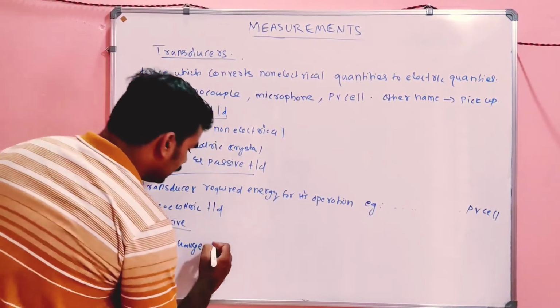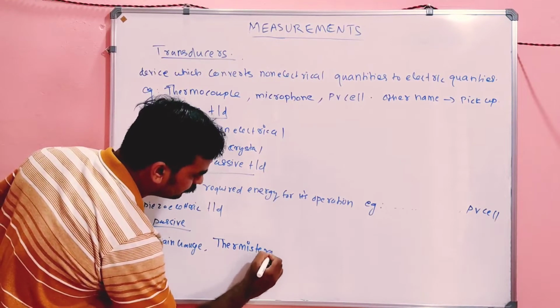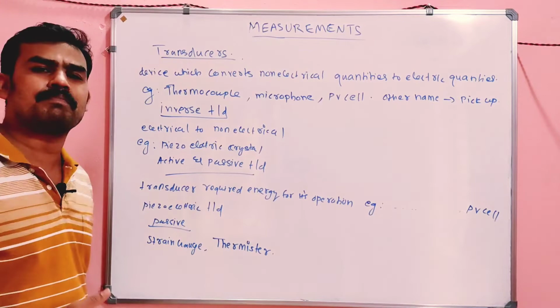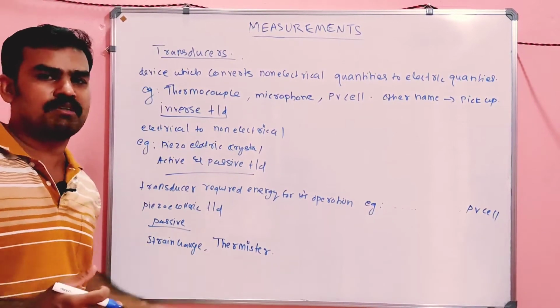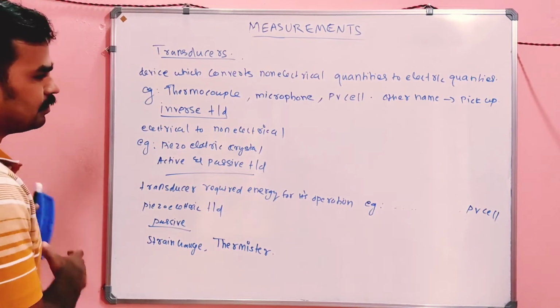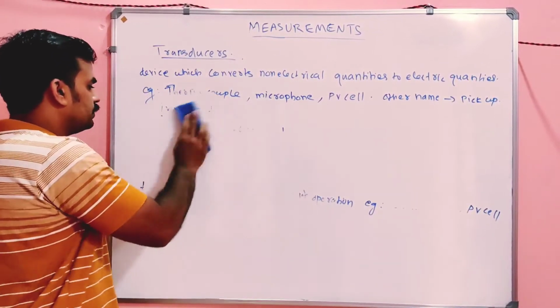For example, thermistor. Thermistor means a device whose resistance changes with respect to temperature. Okay. It's all not that much important. It's a classification actually, not that much important.